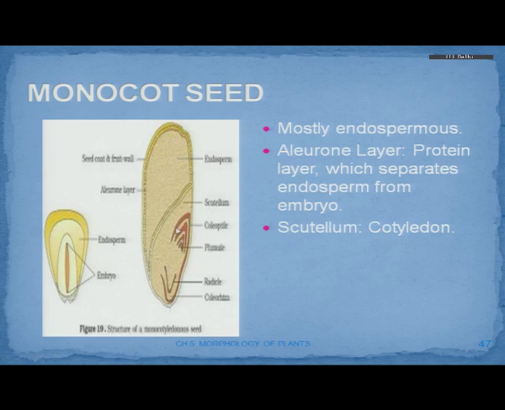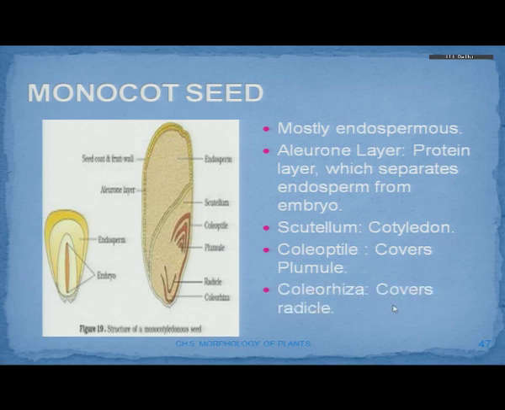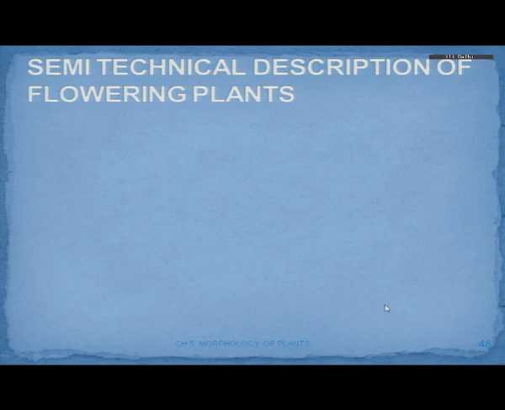The embryo has one cotyledon and the name of the cotyledon is scutellum. The coleoptile covers the plumule of the embryo and coleorhiza covers the radicle of the embryo to provide protection.